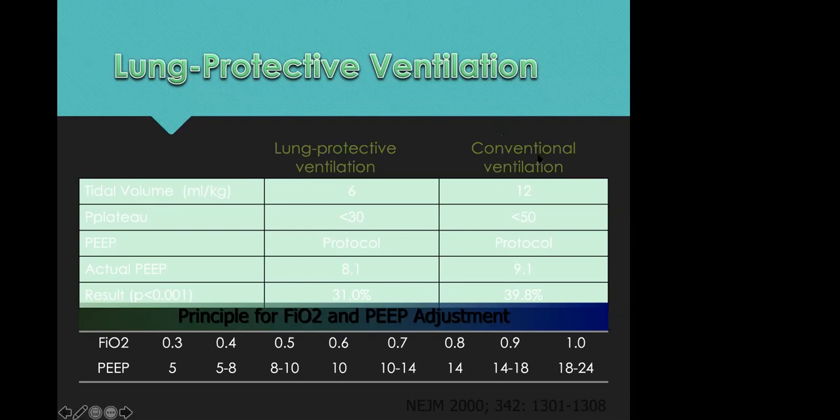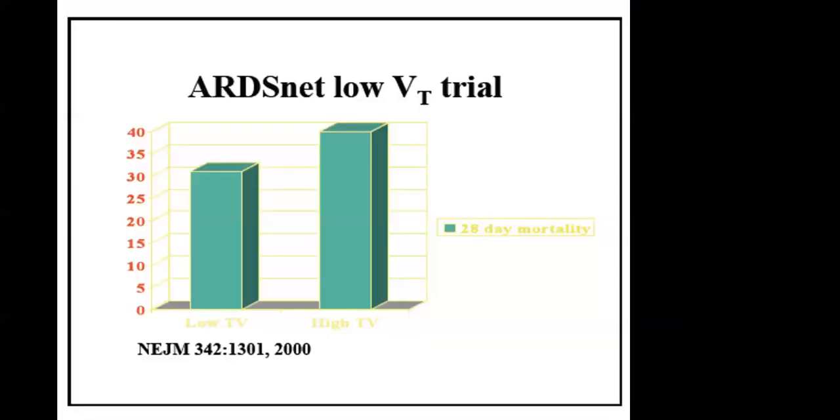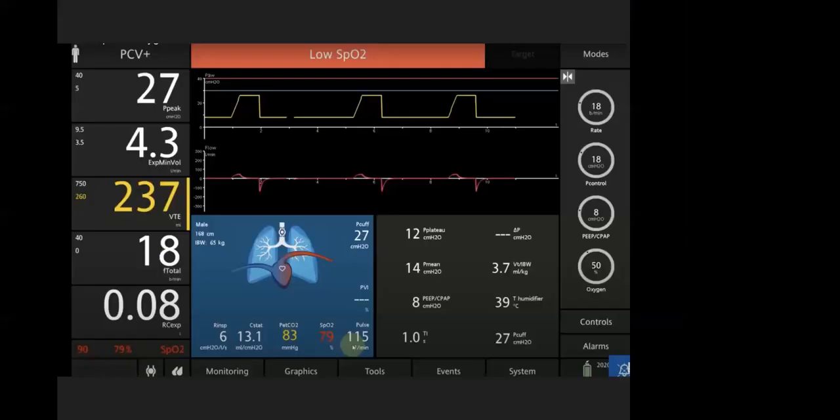But when they compare to the other arm, which has conventional ventilation, the tidal volume they give is 12, double what they give in the lung protective strategy, and the plateau they keep below 50. The PEEP is as per protocol, but here the actual PEEP was around 9, and the mortality was around 40%. So when you give more tidal volume and more plateau pressure, you get more mortality because of more lung injury. This is the ARDSNet low tidal volume trial. They compare between the low and the high. See how the difference is at 28 days mortality.